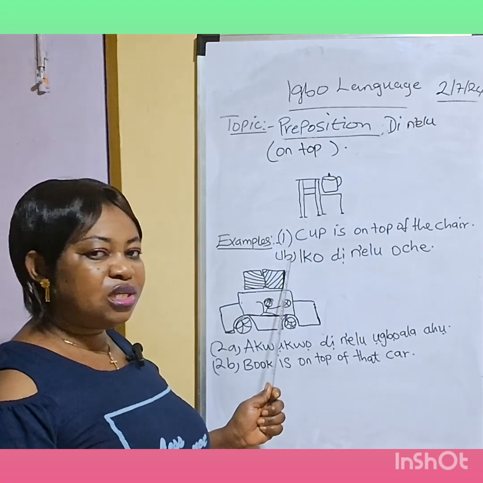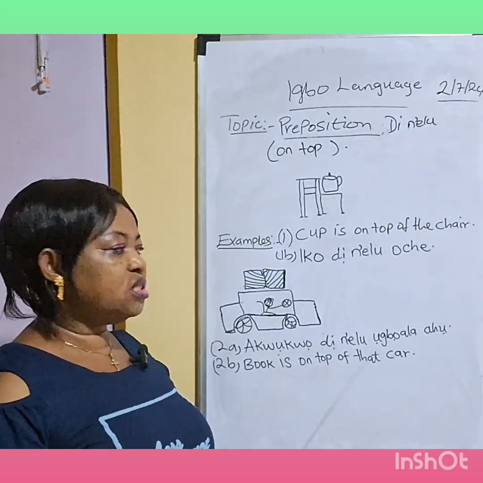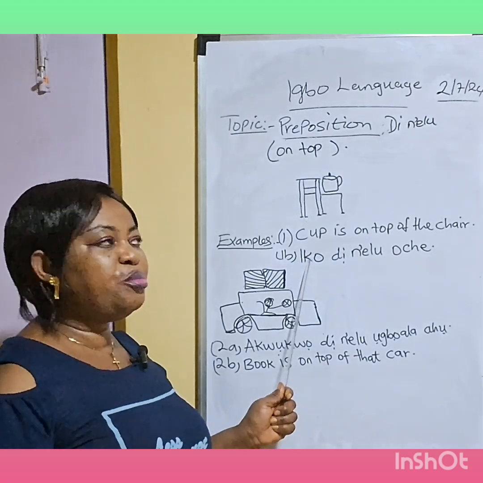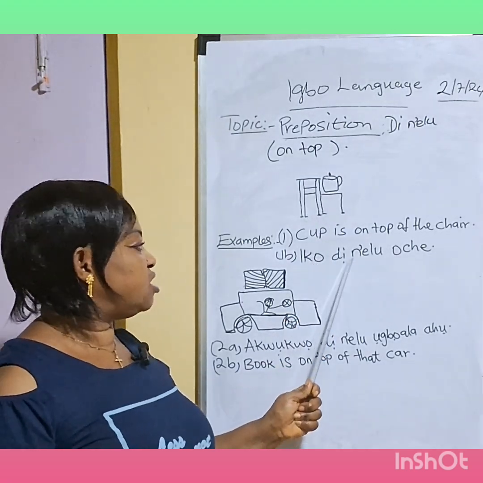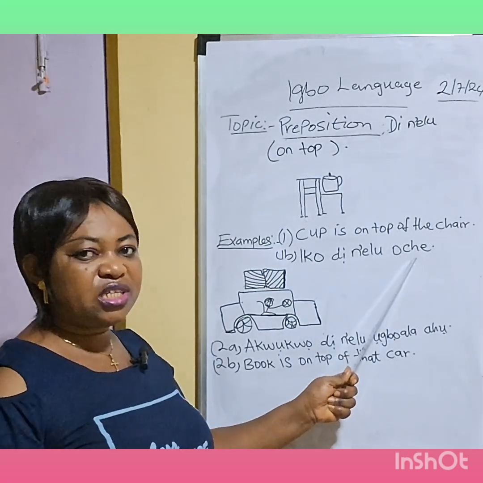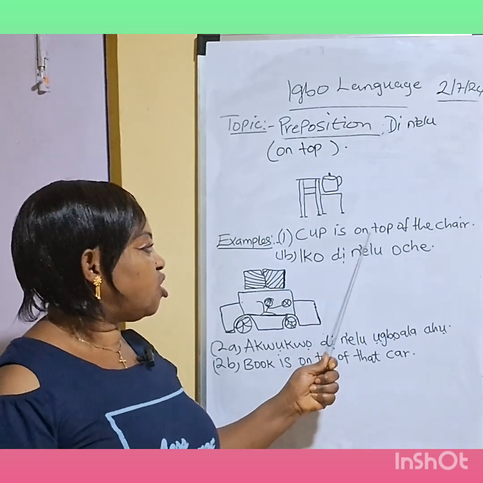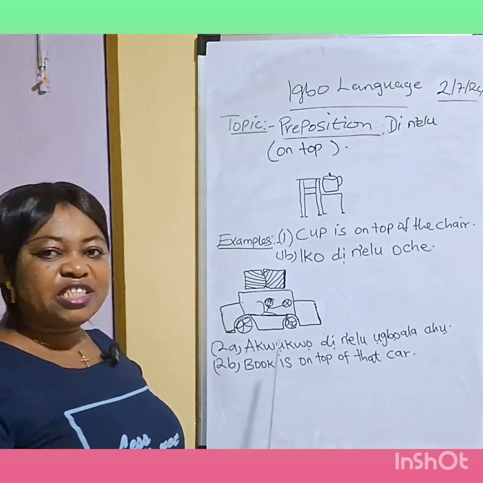Another example, 1B, says, iko di n'elu oche. Iko means cup in Igbo. Iko di n'elu oche. That is, cup is on top of the chair. Let's see another example.